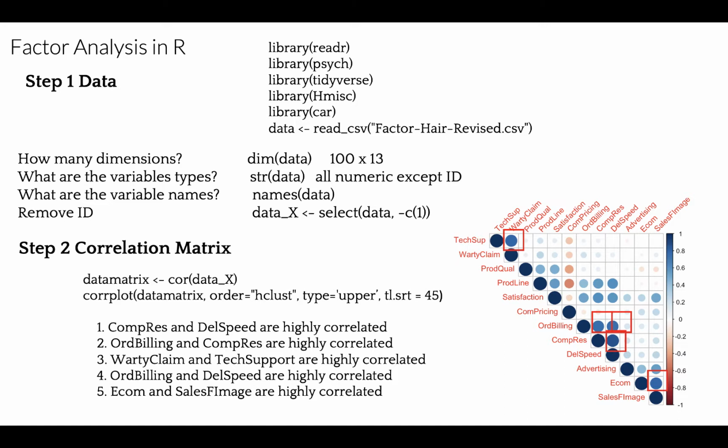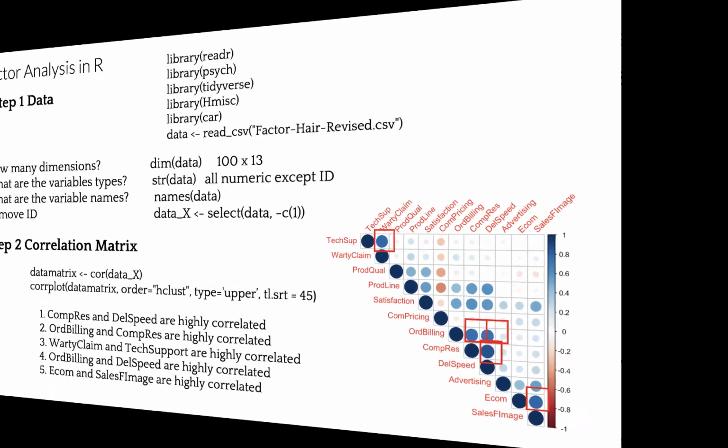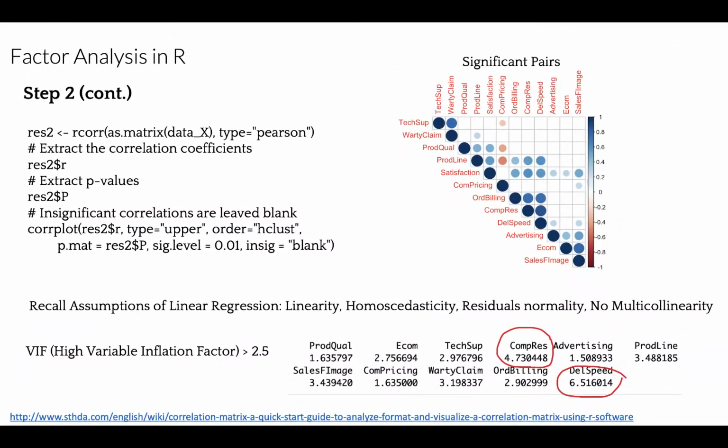Our next step is inter-item correlation analysis with corrplot. We can see highly correlated variables. For instance, compress and del speed are highly correlated. Let's compute now the p-value for correlation pairs and plot only significant pairs. Our cor function will compute a matrix of Pearson correlation coefficients for all possible pairs of columns of the matrix. Missing values are deleted in pairs.